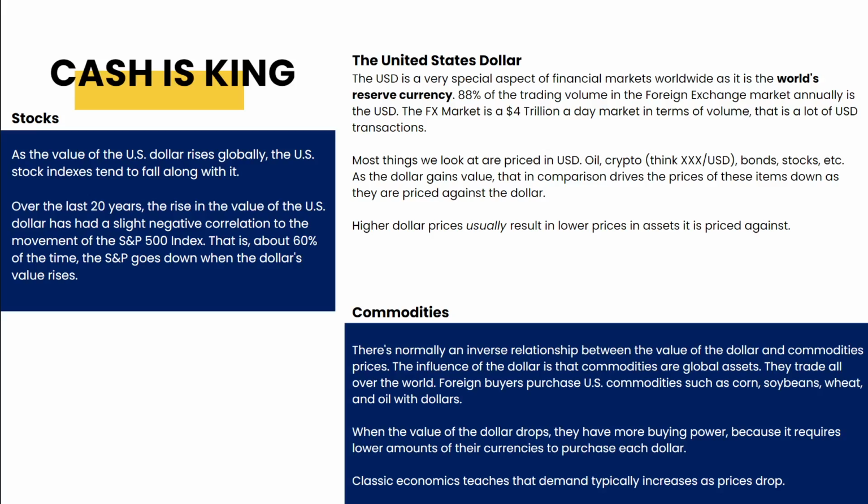For commodities, there is normally an inverse relationship between the value of the dollar and commodity prices as well. The influence of the dollar is that commodities are global assets, obviously. They trade all over the world. Foreign buyers purchase U.S. commodities, or really anywhere that's selling commodities, such as corn, soybean, wheat, and oil, with dollars. Most transactions are done with dollars. When the value of the dollar drops, they have more buying power, because it requires lower amounts of their currencies to purchase each dollar being used for that transaction. And classic economics teaches us that demand typically increases as price drops.